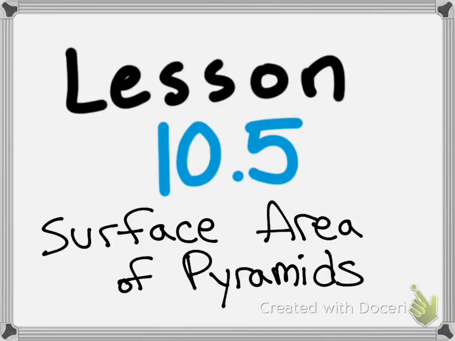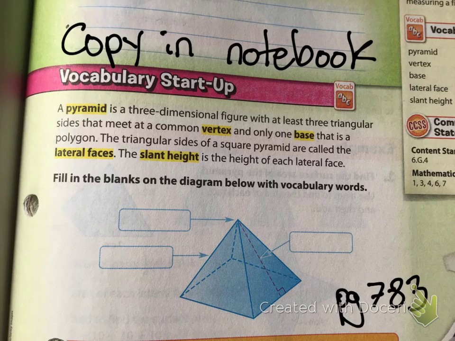Hello class, so today we're doing lesson 10.5, the surface area of pyramids. Just like we did in our previous lessons, we're going to be going over surface area of our shapes. Pyramids are very similar to triangular prisms, however, they've got some differences. So I want you to copy this down in your notebook.